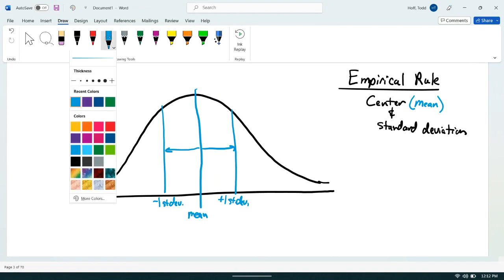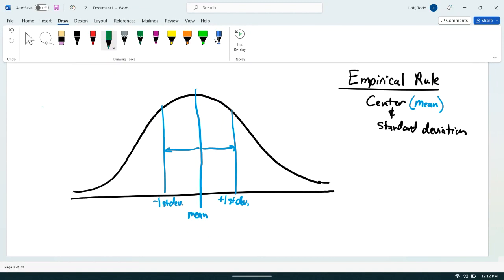Let's put some numbers to this so maybe it makes a little more sense. Let's say we're looking at the cost of x-rays. We did a sample of different clinics in the area. We found that the mean cost is $450 with a standard deviation of $60.